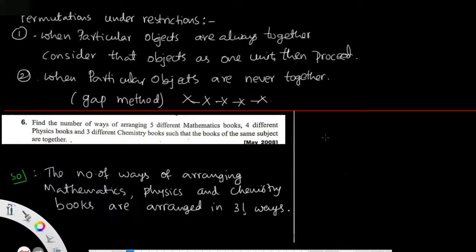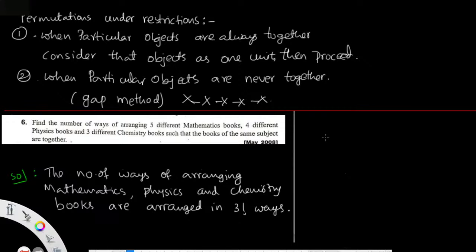So now, just for some concepts, permutations under restrictions. One case is when particular objects are always together, and another is when particular objects are never together. In the first case, we consider the objects as one unit, then proceed with the permutation, as we did in yesterday's class. And when particular things are never together, it means they should not be adjacent, so we have to use the gap method. So this is permutations under restrictions.